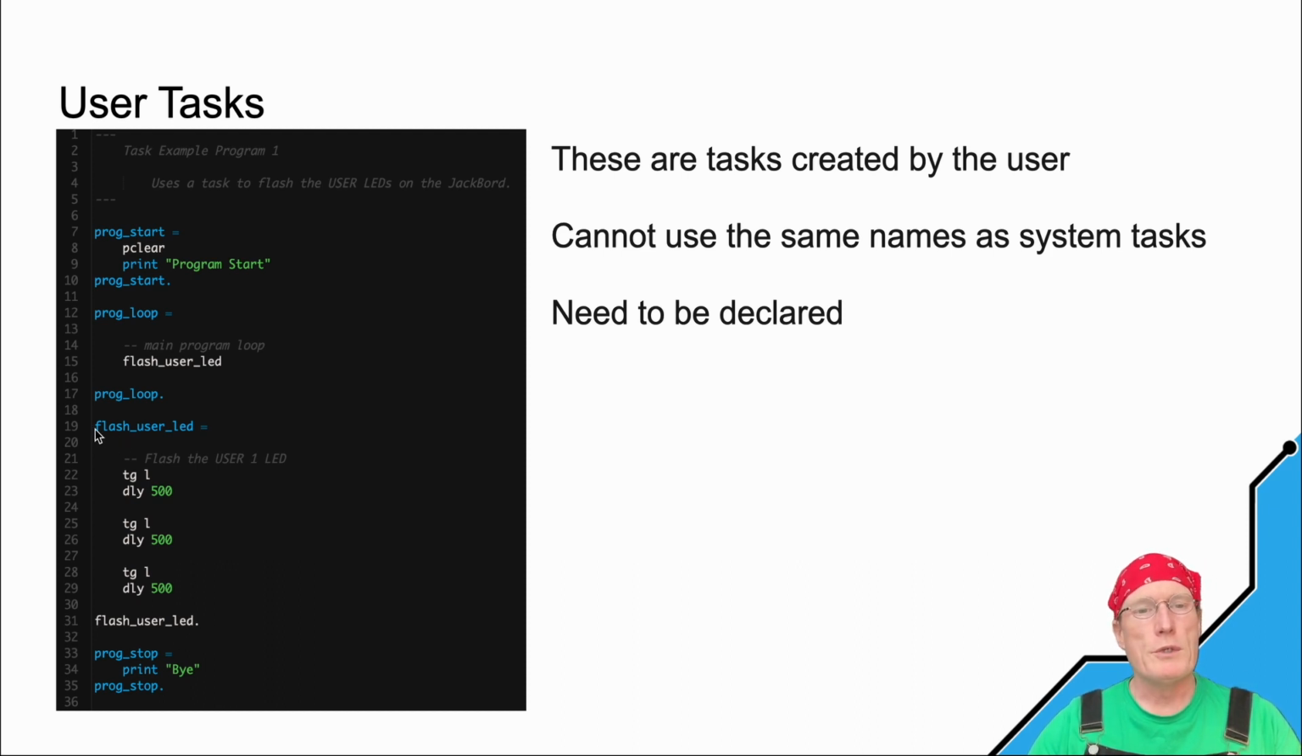So your user task starts off with the name of the task, a space, and the equals character. You put your code inside here, and then you put the name of the task followed by a full stop. And the user task has to go before the prog_stop task, because the prog_stop task is always at the bottom because it's the last thing that is run by a program. So let's go to the editor and have a closer look.